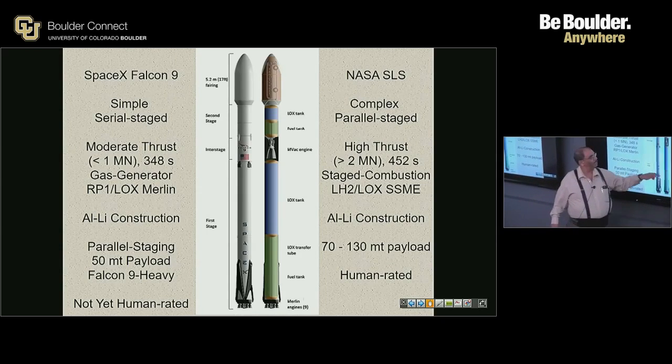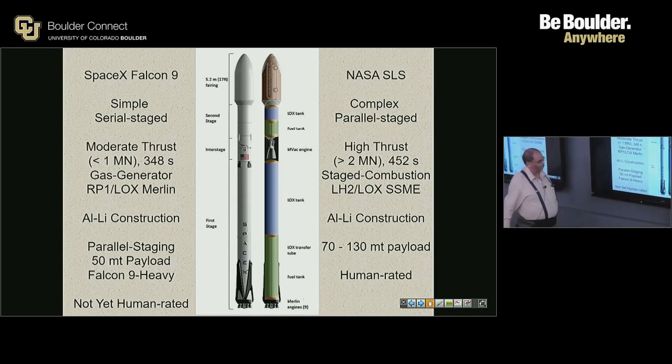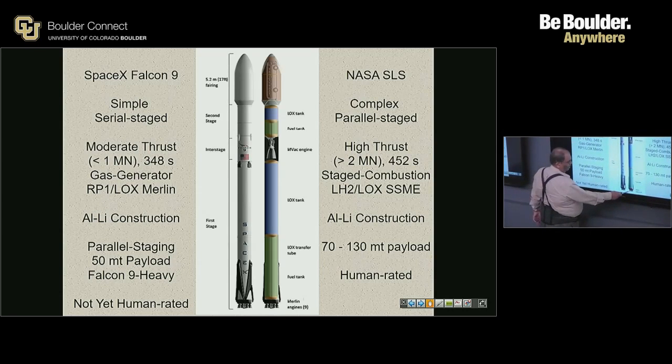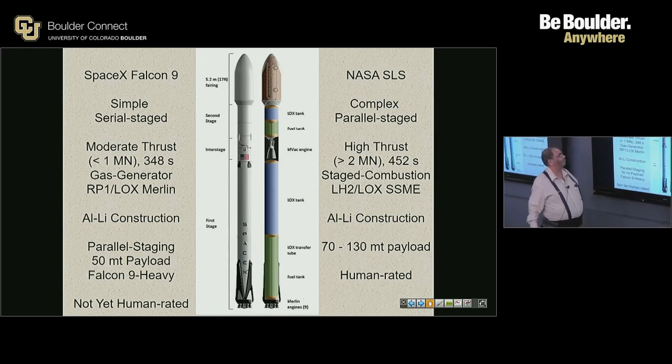I'm showing only the Falcon 9. This is cut out to show the internal configuration. Look at the first stage engines and the vacuum engine. The difference is, of course, a longer, higher expansion ratio nozzle. That's all. Everything else is the same. So that is one way to reduce the cost.